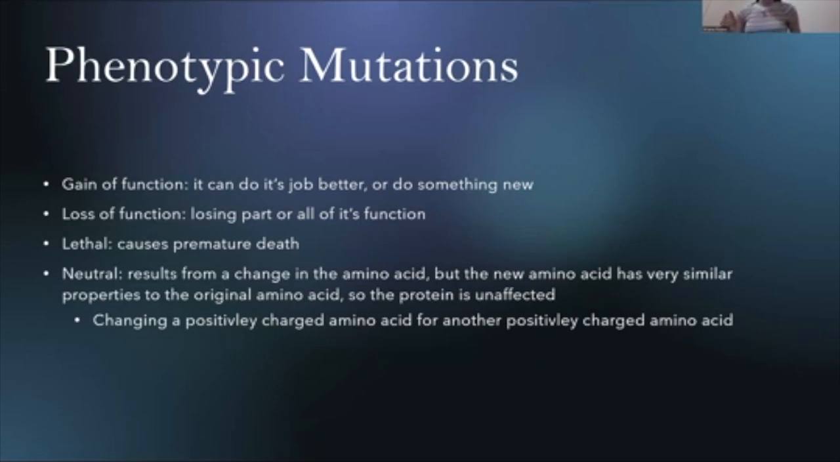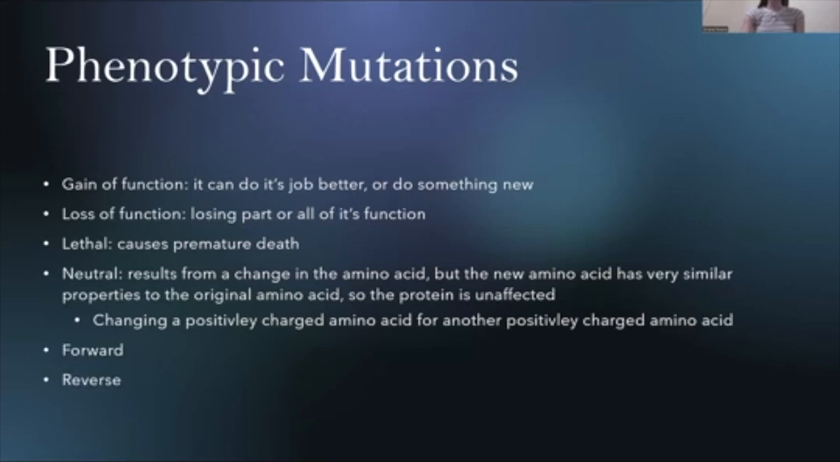So keep in mind the difference between neutral and silent. With a silent mutation, you're coding for the same amino acid. With a neutral mutation, you're coding for a different amino acid that has the same or very similar properties.